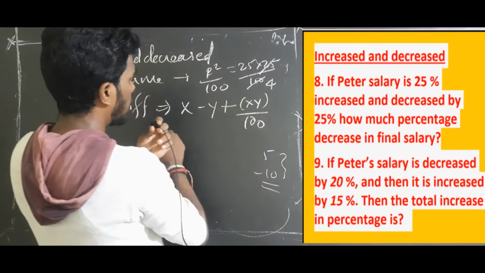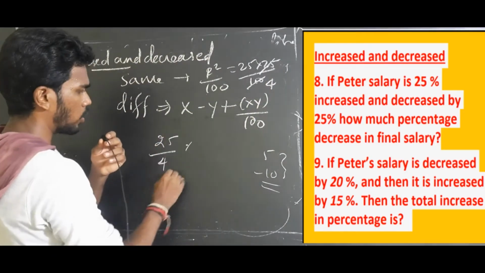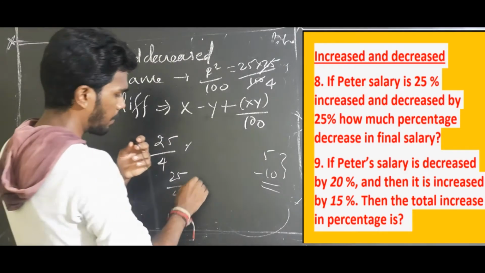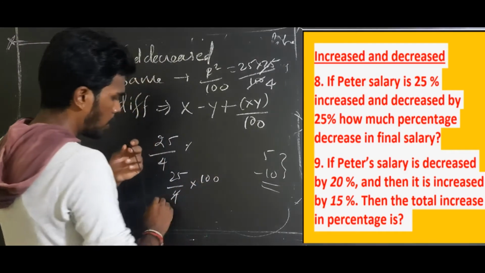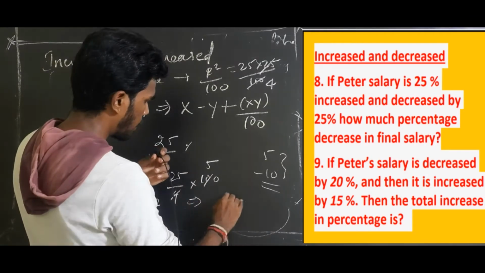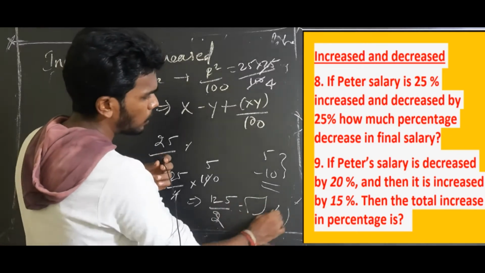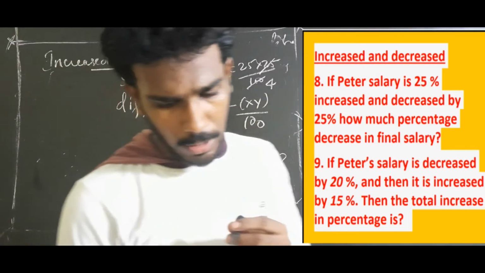25 fours are 100. So it is a decrease in percentage of 25 divided by 4%, or you can also write it in a way divided by 100. So 2 twos are 4, 2 fives are 10. This gives you 625 divided by 100. You will get the percentage value. So that will be the total decreased percentage.